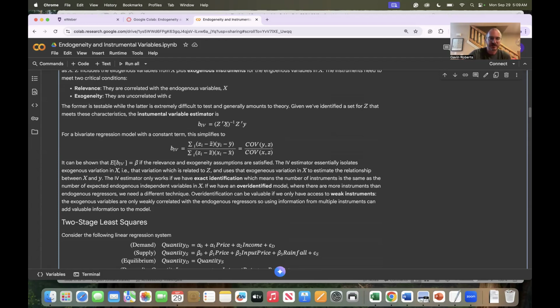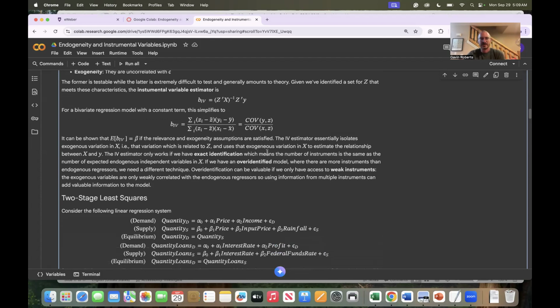Now, for a bivariate regression model, it's worth thinking about what's going on here, because we can show that B_IV is the covariance between Z and Y divided by the covariance between Z and X. This is what's netting out. So that correlation between epsilon and X is never allowed to make an appearance in this regression, because that would be inside the covariance of Y and X, which is normally up here.